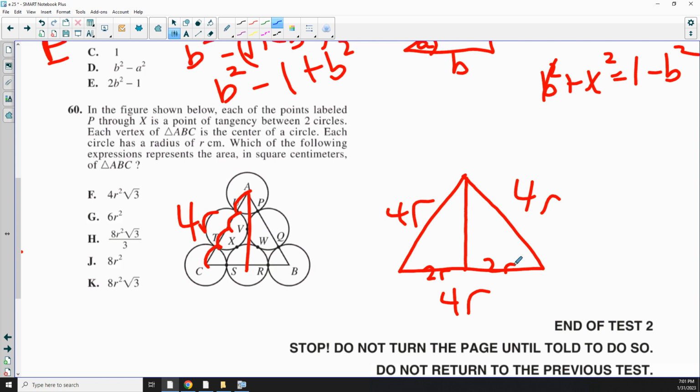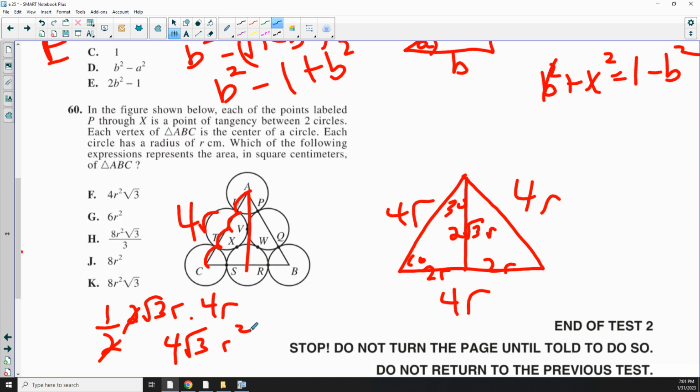And if you know your 30, 60, 90, the 30's half the hypotenuse. This is 2r root 3. So the formula for the triangle is 1/2 altitude times the base 4r. So the 2's would cancel, and you're going to end up getting 4 root 3 r squared, which is F. Some people might remember this formula.